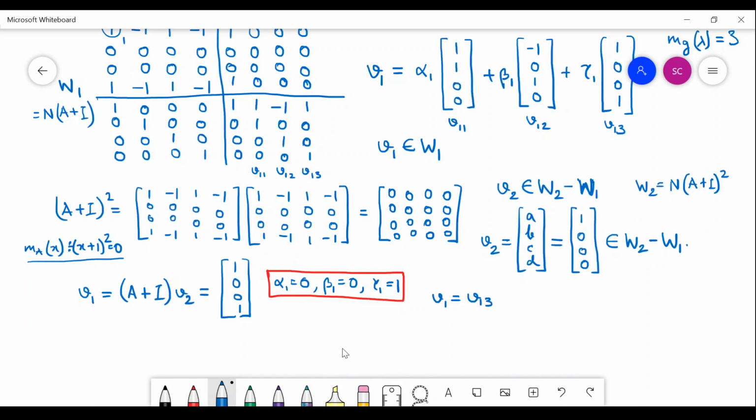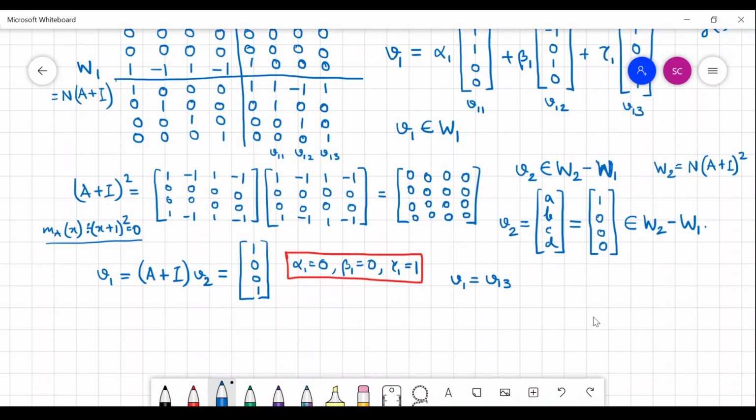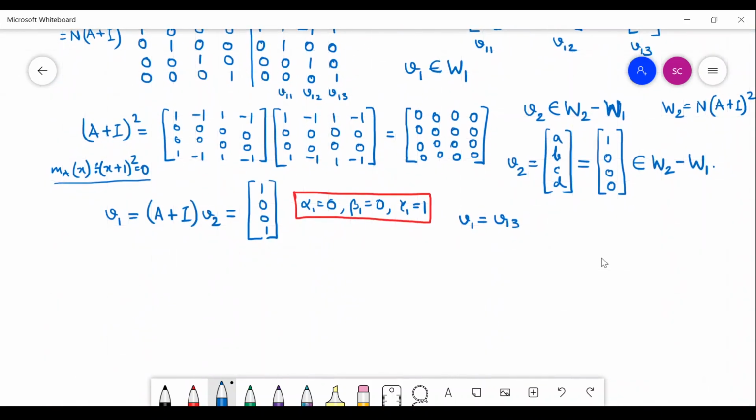Okay, so this V13 is basically giving rise to the Jordan block of size 2. The other two Jordan blocks, which are of size 1, are because of V11 and V12. So now I can form the modal matrix.